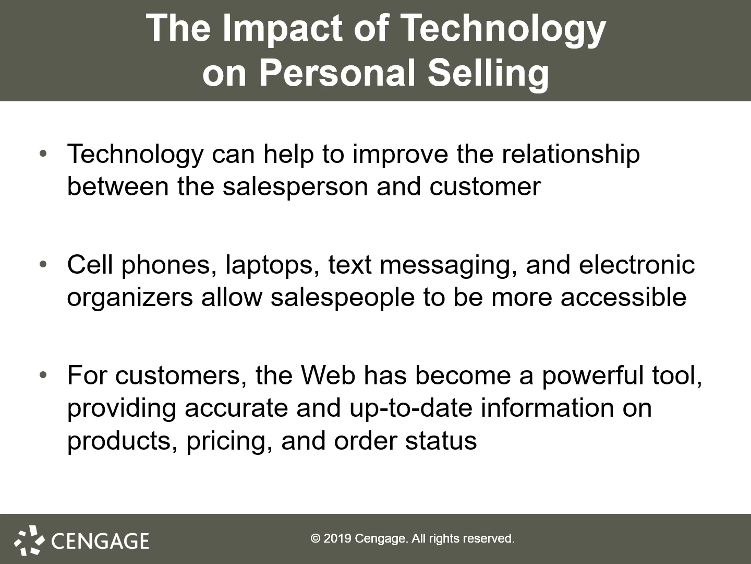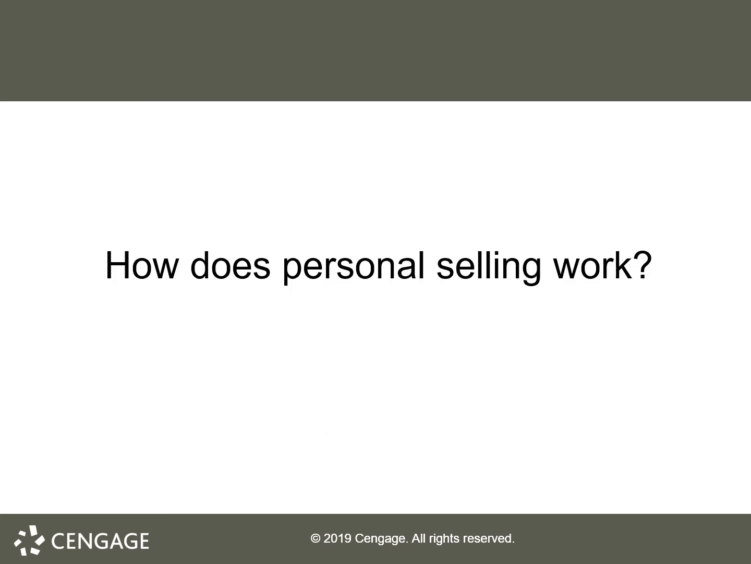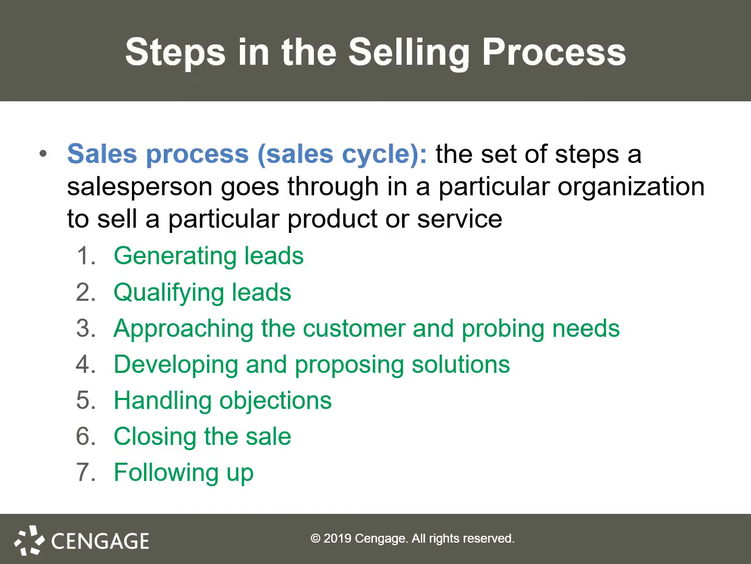Technology has aided and impacted and accelerated personal selling. Technology can help to improve the relationship between the salesperson and customer. Cell phones, laptops, text messaging, and electronic organizers allow salespeople to be more accessible more of the time. For customers, the web has become a powerful tool providing accurate and up-to-date information on products, pricing, and even order status. So how does personal selling work? Let's unpack that a little bit more now.